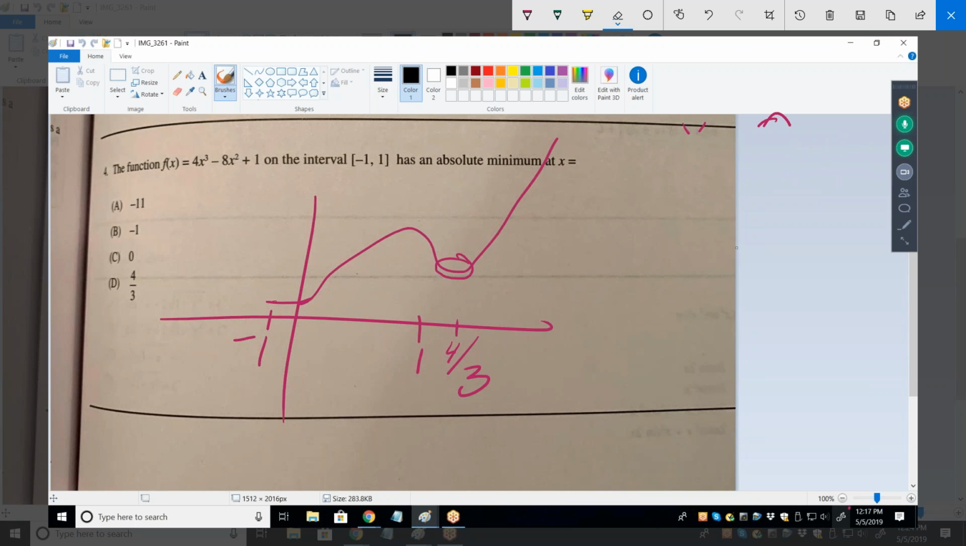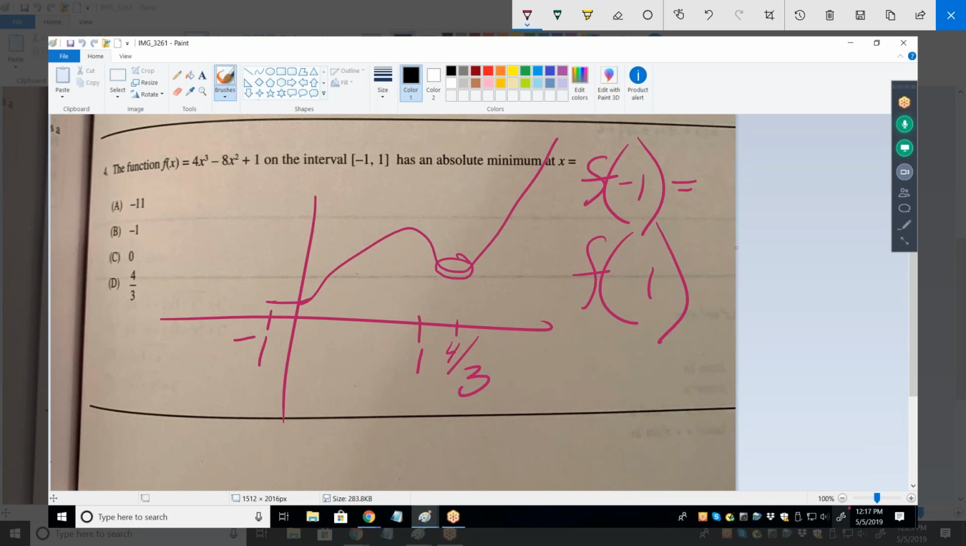So we should plug in -1 in the original equation. We want to figure out what f of -1 is, and we want to figure out what f of 1 is. And we know that there's no place in between there that is even a relative minimum. So whatever gives you the lowest value here is going to be your answer. Right.